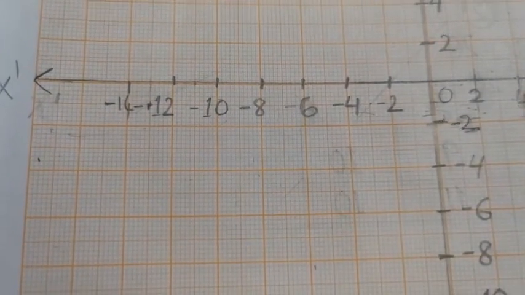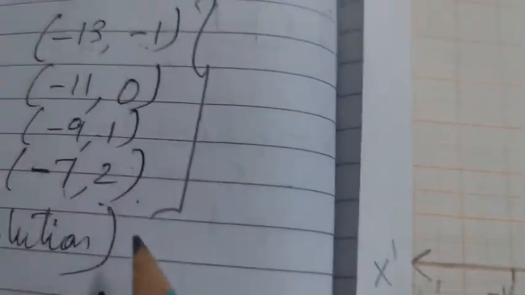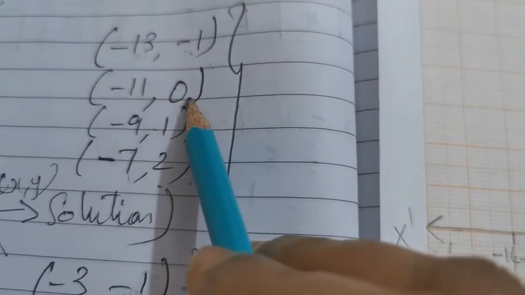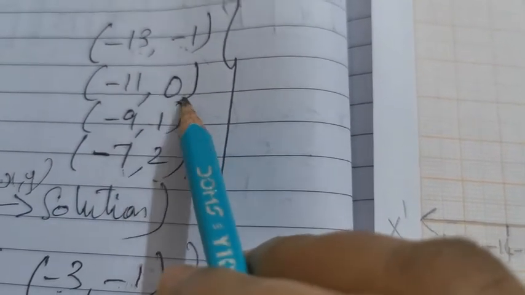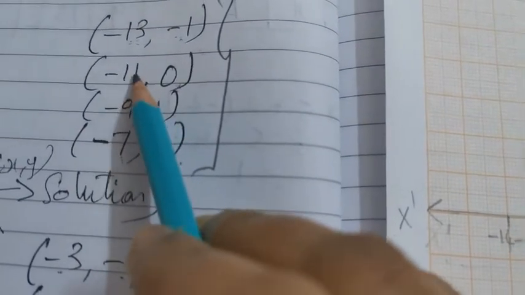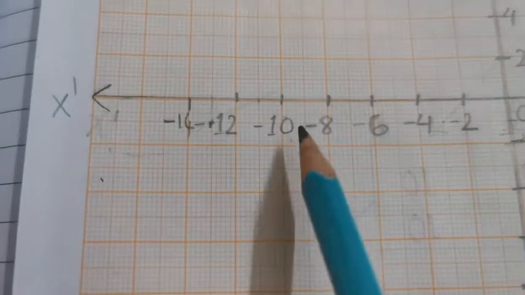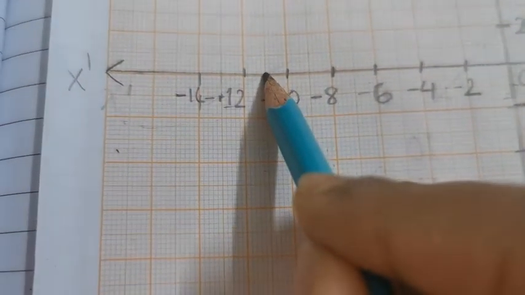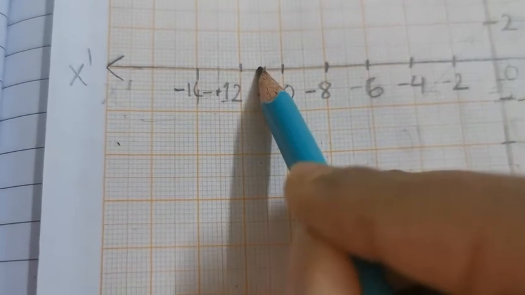Similarly, I mark the next point, minus 11, 0. When y is 0, the point lies on the x-axis. So we have to check where our minus 11 lies on the x-axis. Minus 11 lies between minus 10 and minus 12. So this is our minus 11. This middle line is our minus 11.